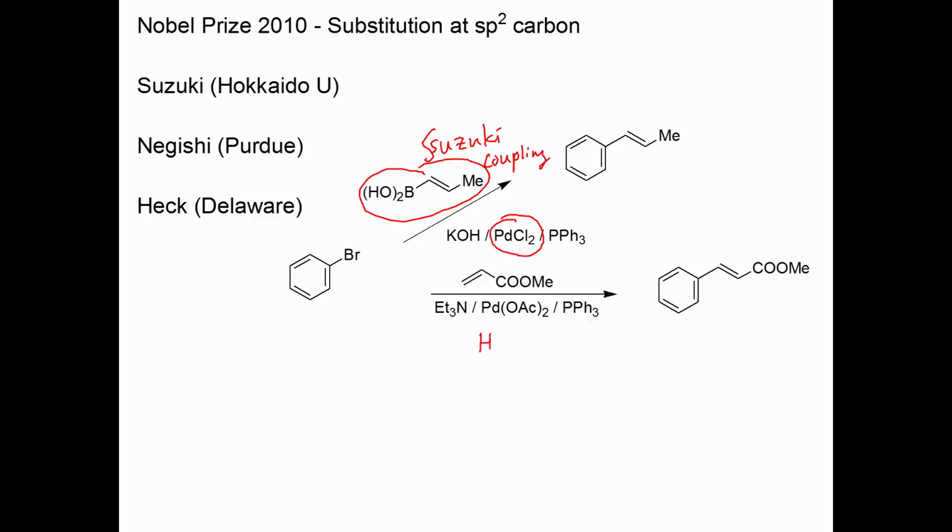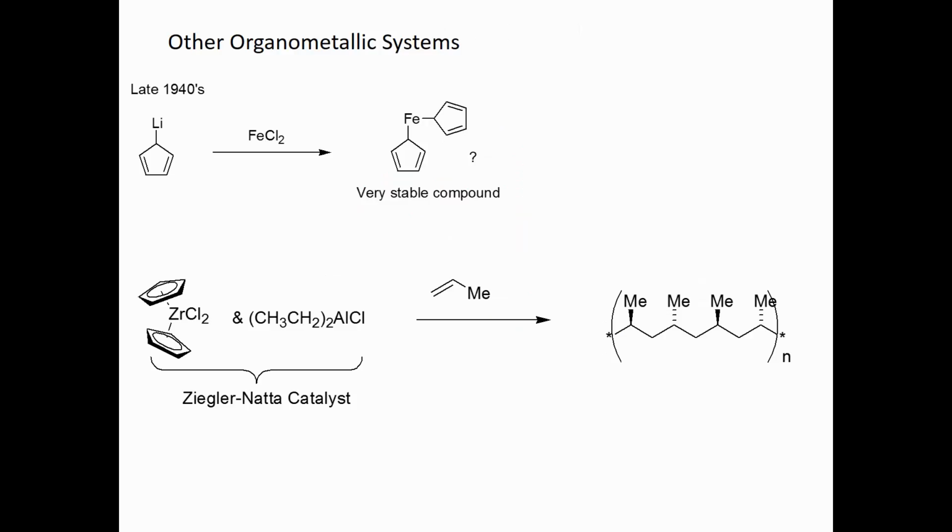And this one here is known as the Heck reaction. And we're basically, in this case, adding the aromatic ring to the double bond and then eliminating something to get the double bond back. Again, I'm not going to go through the mechanism for this, but these are perhaps the most important way that people couple carbons together nowadays. Okay, let's look at some other organometallic systems.